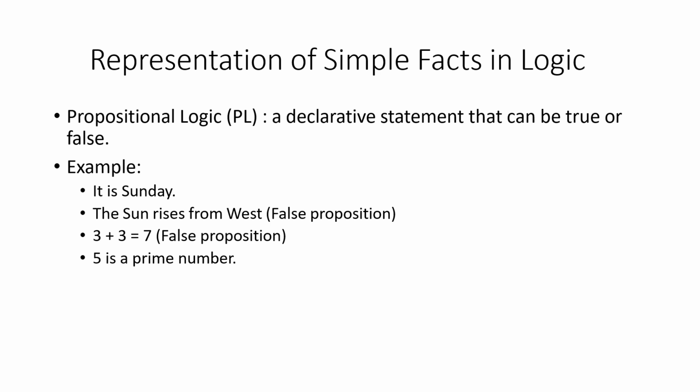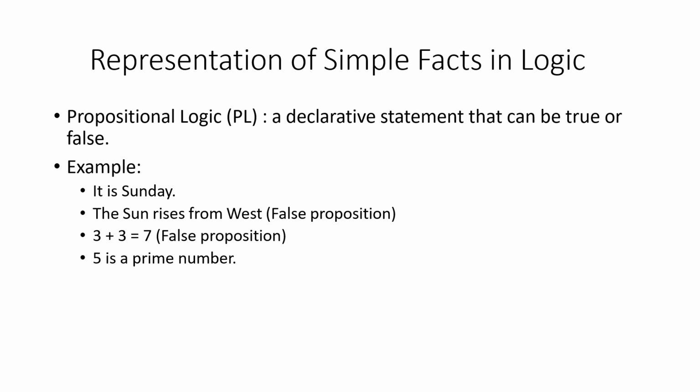So we will see some examples. First one is: it is Sunday. This is a proposition because today it can be checked and decided as true or false. Then the second one, the sun rises from the west. That is a false proposition. Even though this is false, it is still a proposition. That means logic does not care whether it is correct, only that it has a truth value. So false statements are also propositions.